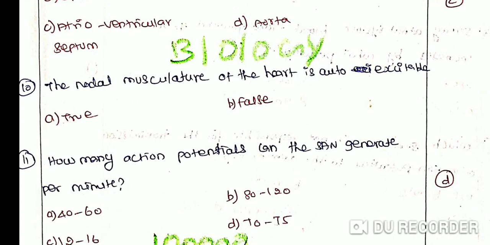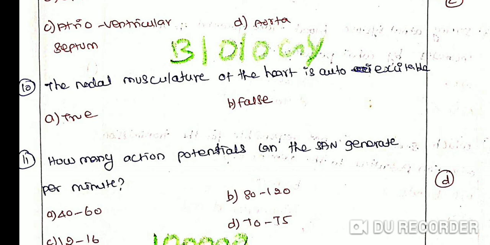The nodal musculature of the heart is auto-excitable. True or false? Option A, true. Option B, false. The correct answer is option A, true. The nodal musculature of the heart has the ability to produce action potentials on its own without receiving inputs from the nerve cells. Hence, the nodal musculature of the heart is auto-excitable.